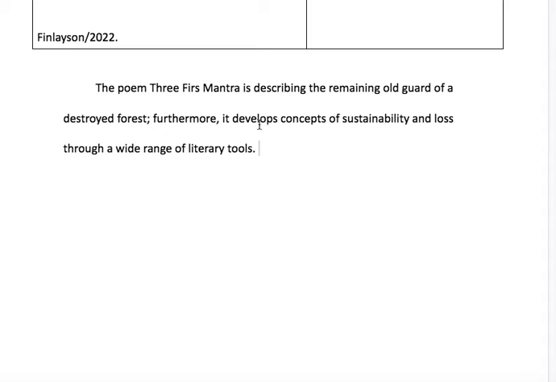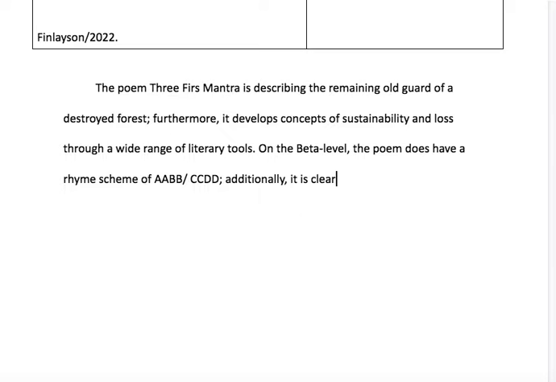Okay, so let's move forward with it. On the beta level, the poem does have a rhyme scheme of AA, BB, CC, DD. Additionally, it is clear that the poet is sticking to 10 beats per line. If we went on and did our further analysis, we'd see that all the lines are 10 beats.